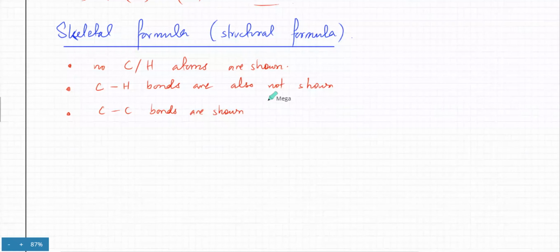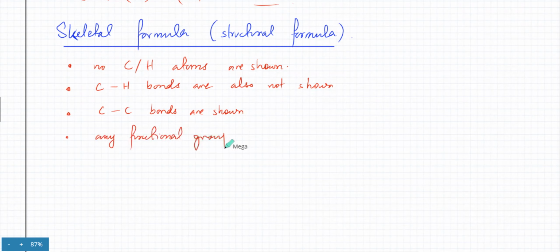That's one thing. And any functional group, like if you have an OH group or a carboxylic acid, you probably know what functional groups are. We're going to study them later. So any functional group is shown. For example, you have OH, that's an alcohol. You have NH2, that's an amine. You have carboxylic acids. So these groups are shown.